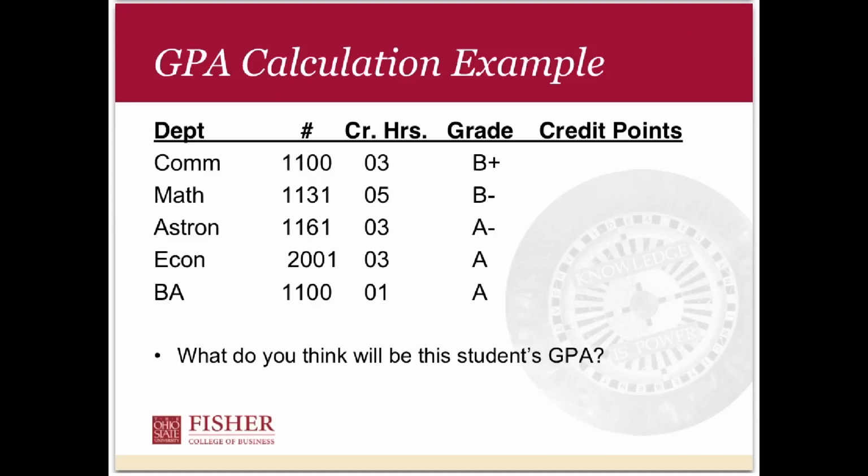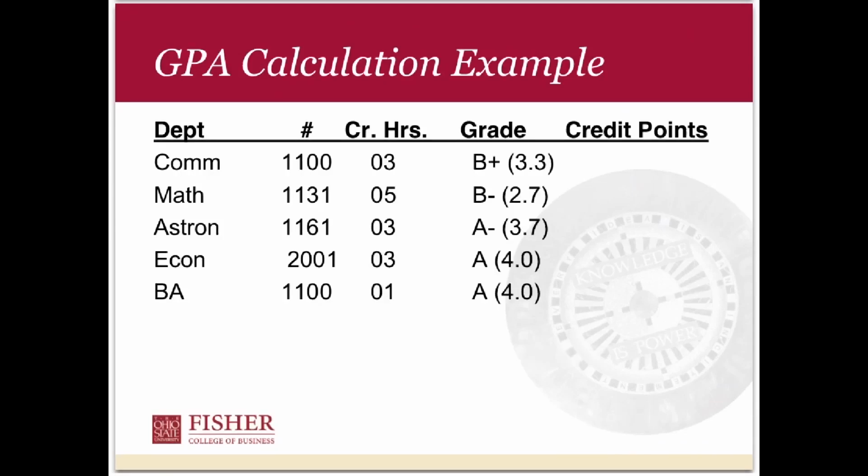In order to calculate this student's GPA, you first want to recognize the point value associated with each grade this student received. Refer to the second slide of this presentation to help you identify the correct point values. This student received a B+ in Communication 1100 and therefore receives a point value of 3.3 for that class. The student received a B- in Math 1131 and therefore receives a point value of 2.7 for that class. You can see the point values associated with all 5 classes on this slide.